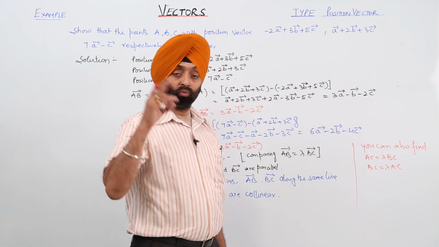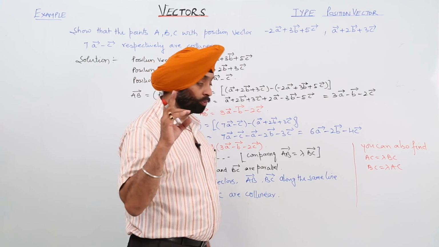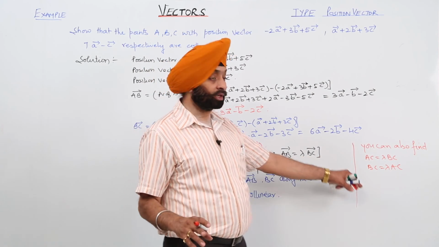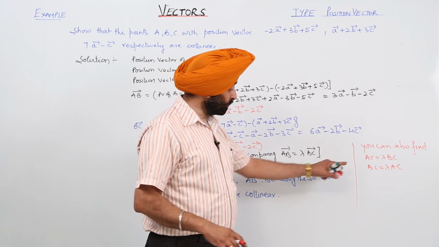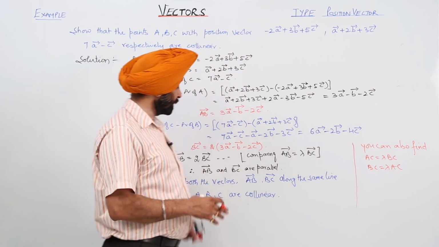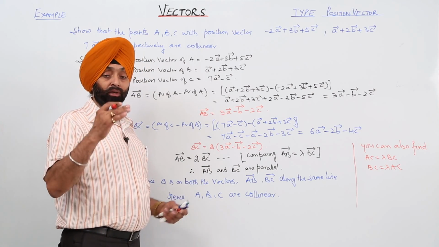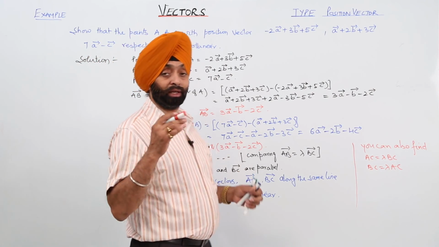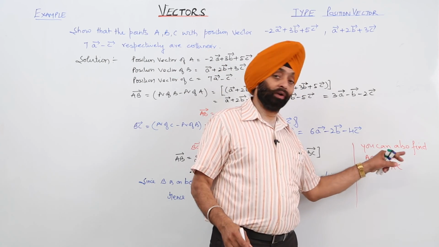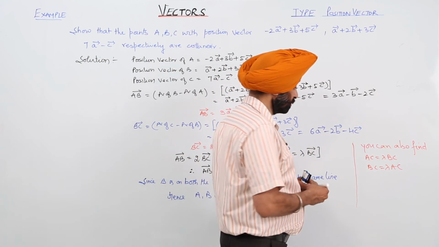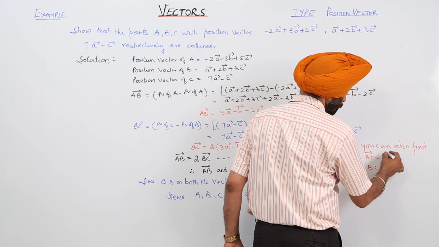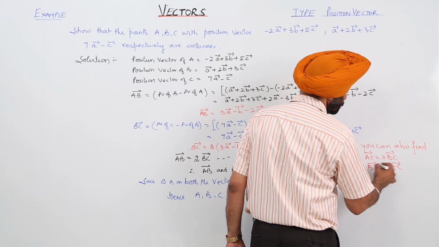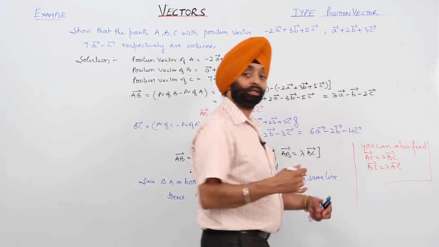So like this, one of the points should be common, then we can calculate like this. If you calculate like this, then also you will be getting the desired result, means we will be getting some quantity lambda and both the vectors will be parallel. So like this we can go for other options also.